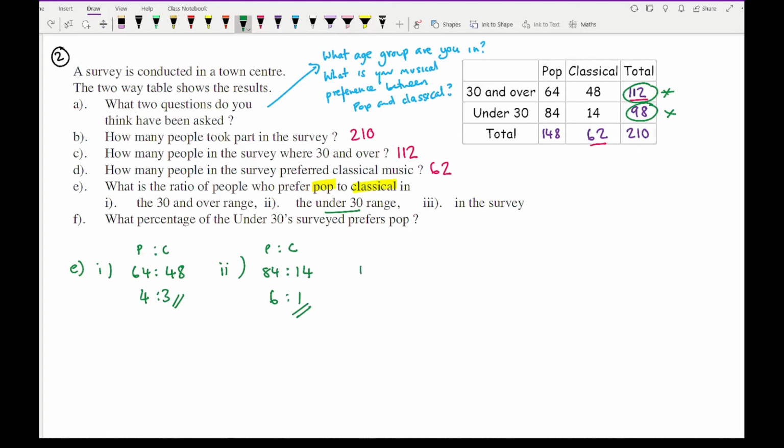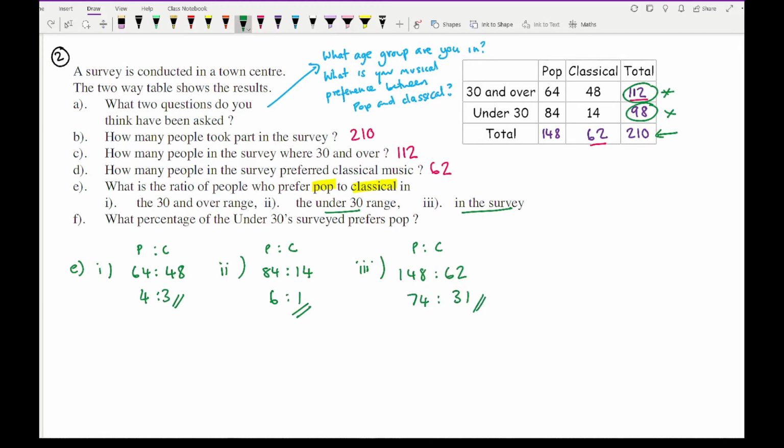And for part 3, it's saying in the survey, so that's going to be the grand total out of 210. So that's going to be pop to classic is going to be 148 to 62. And again, I'm going to simplify that, which it does, to give me 74 over 31. And there is my final answer. So that's given me in terms of ratio.